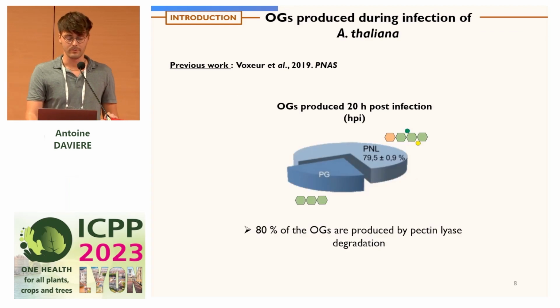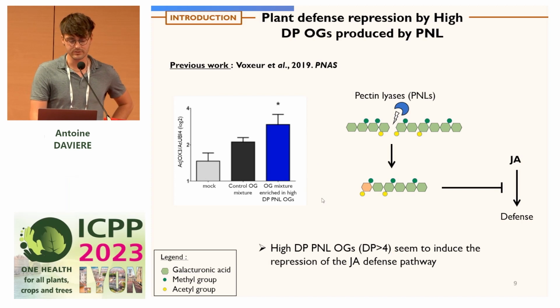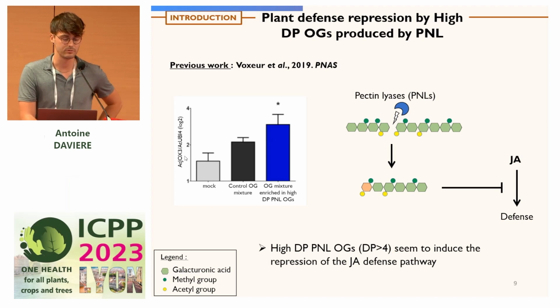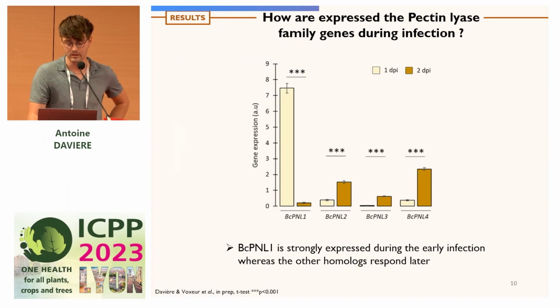This work also showed that during infection of Arabidopsis by Botrytis, 80% of the OGs produced are derived from a pectin lyase activity, indicating a potential role in pathogenicity. Furthermore, they showed that an OG mixture enriched in long OGs derived from pectin lyase, of DP above 4, is able to induce the expression of a repressor of the GA pathway. So the hypothesis was that those particular OGs are able to repress defenses, in contrast to the other OGs that are known for inducing defense. During my PhD, I worked on several pectin lyase genes of Botrytis.